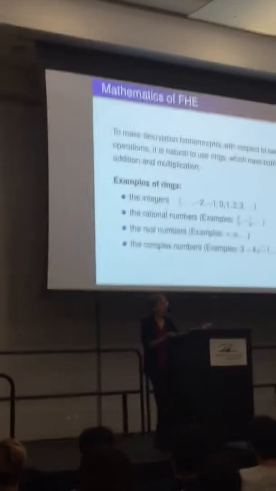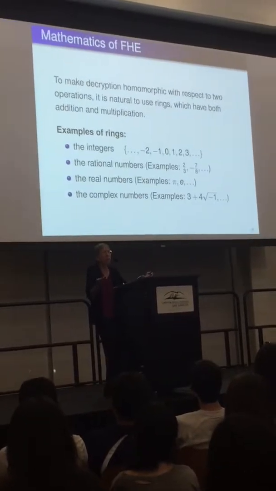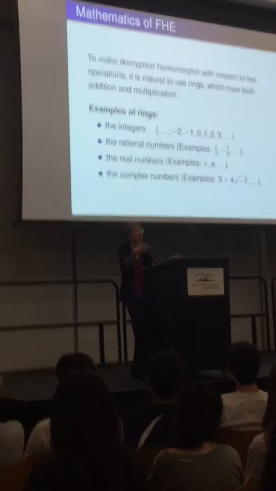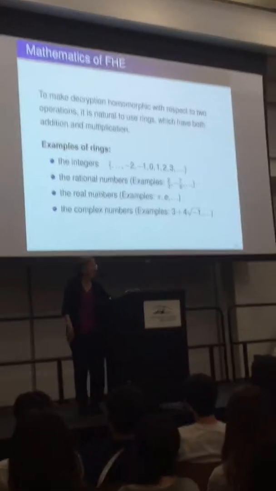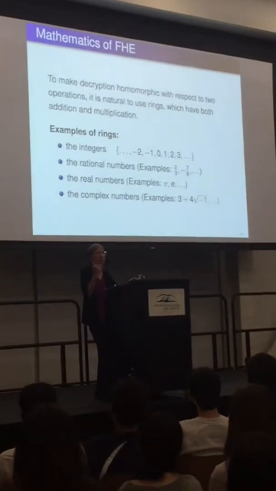Okay, so what's the mathematics here? We want decryption to be homomorphic with respect to these two operations, addition and multiplication. What that means mathematically is you're taking something called a ring. If you're studying mathematics, this should give you some motivation to learn some more and learn about rings and algebra. So rings are things that have both addition and multiplication.